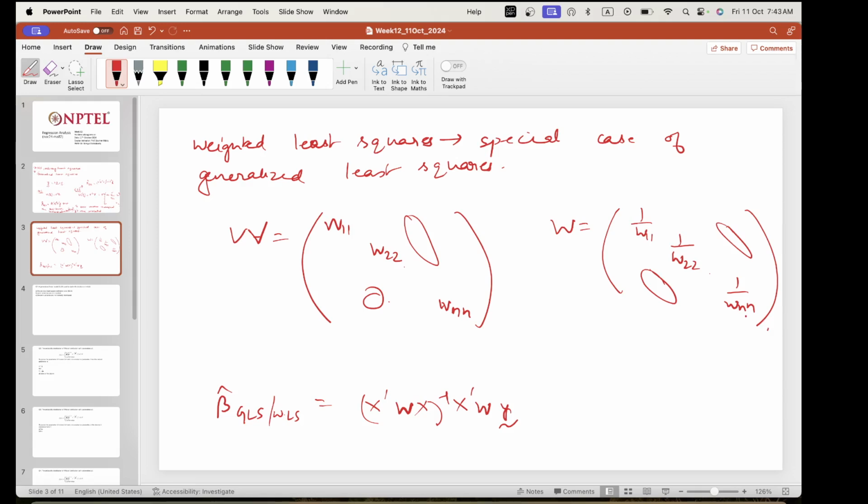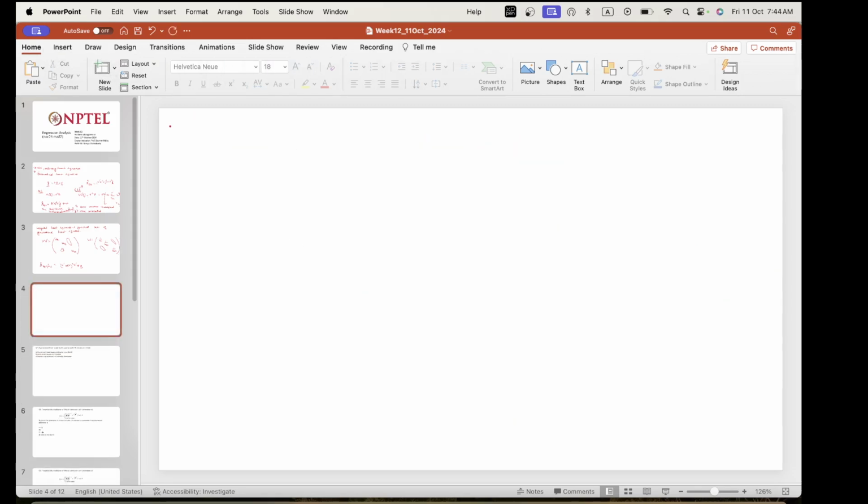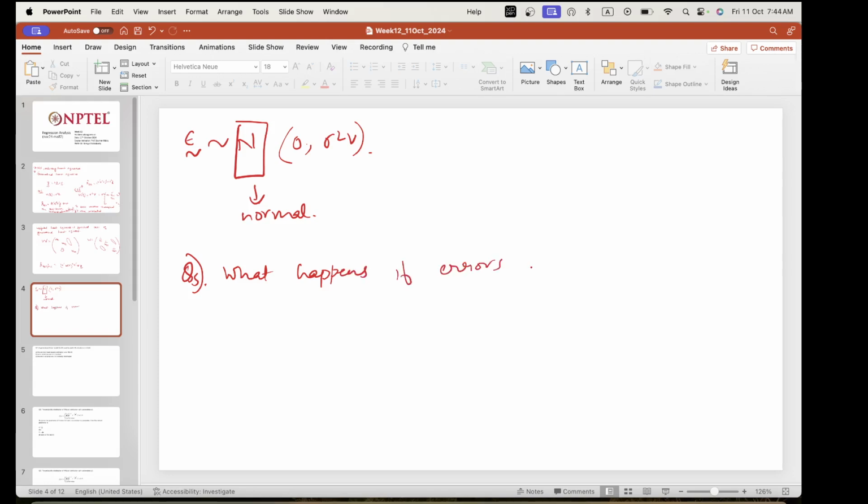Is it alright? Okay, so we learned about this, and this is how we fit a generalized least squares. But even here, the assumption was that the epsilons follow a normal distribution with mean 0 and variance sigma square V. So the distribution remained normal. Now the question is, what happens if errors are not normally distributed?